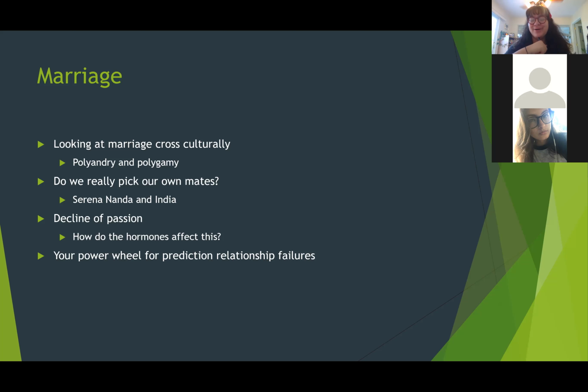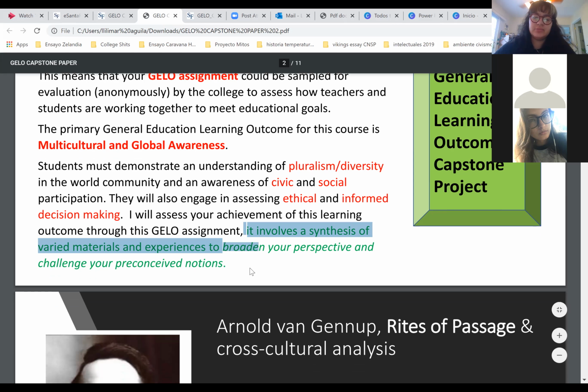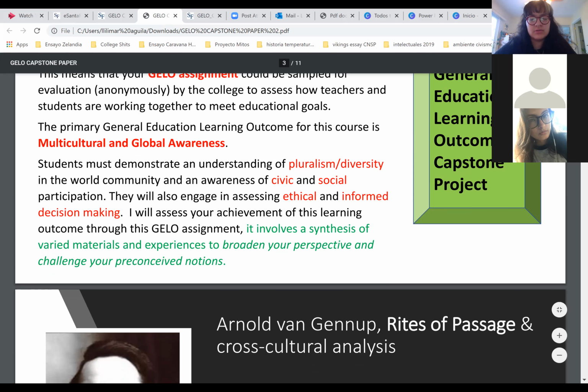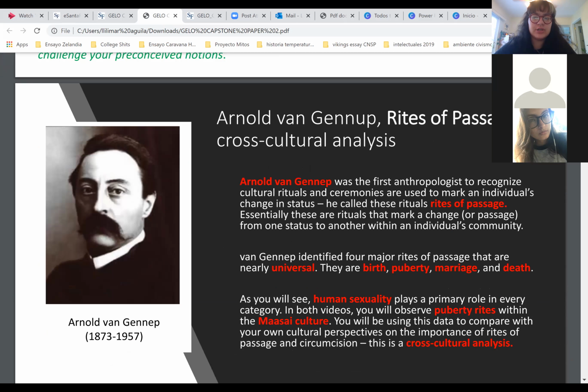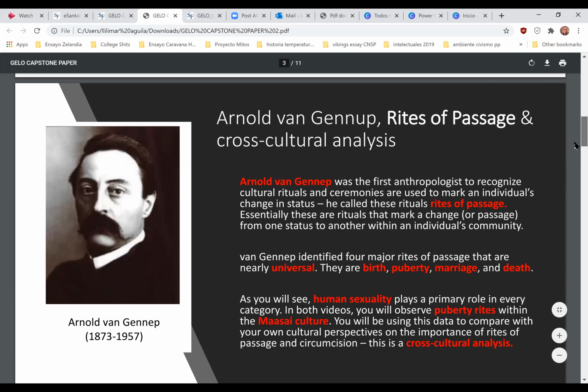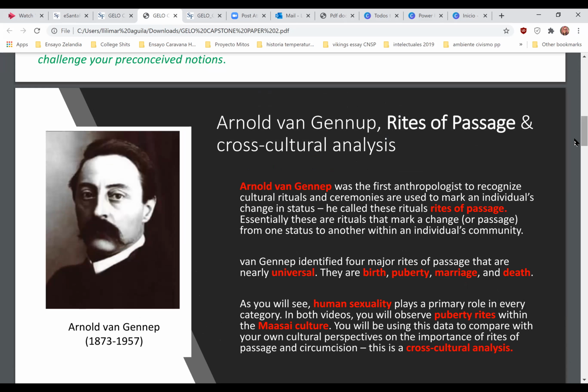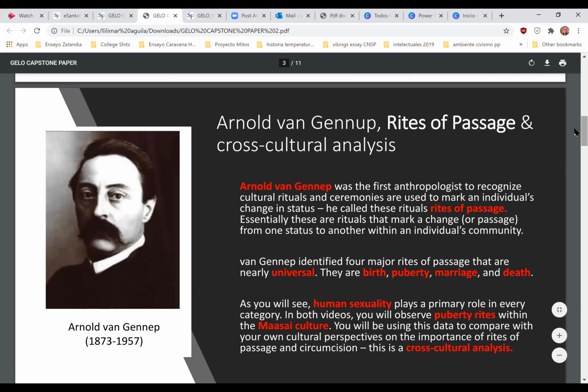And basically, yeah, it involves a synthesis of varied materials and experience to broaden your perspective and challenge your preconceived notions. I love this assignment. It's one of those assignments where you just learn so much and you need to get out of your head to do it. And it's what I was talking about, trying to be your best with not being ethnocentric.